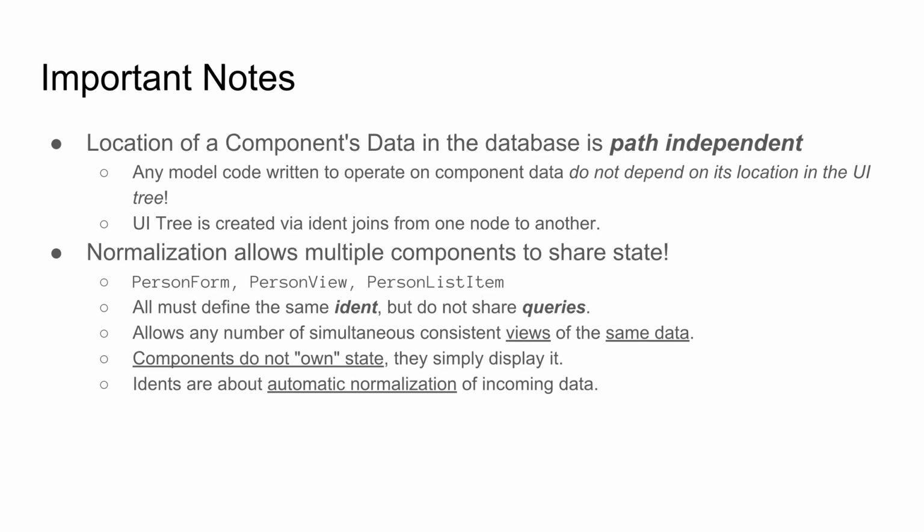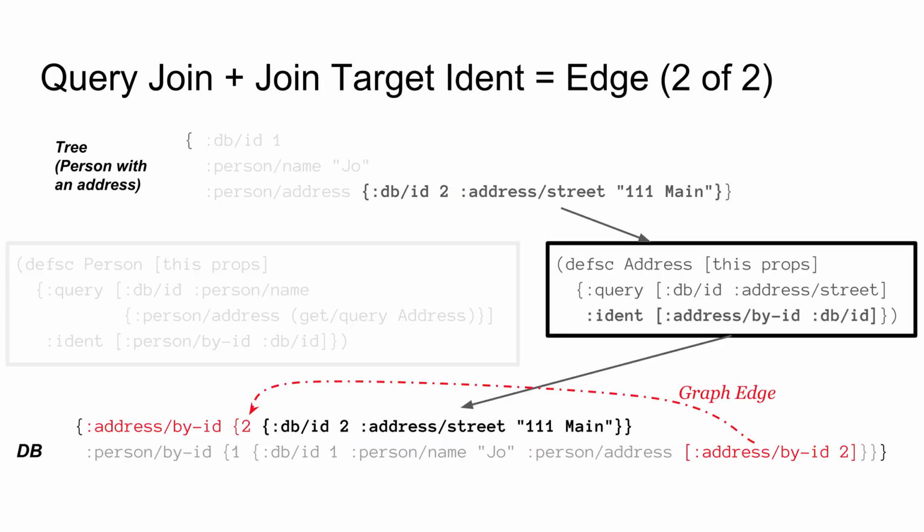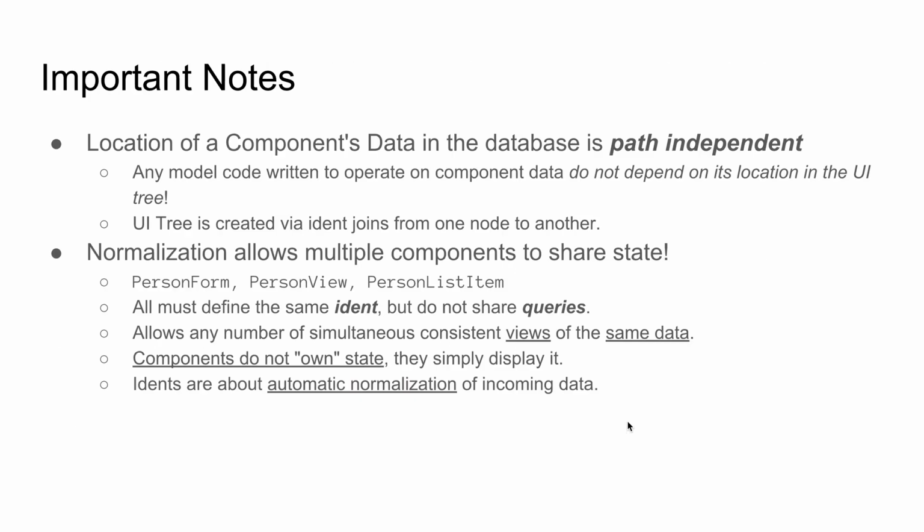So some important notes about this is the location of a component's data in the database is path independent. The path that we took to get to that particular piece of data, address by ID 2, is independent of where I put this address on the UI. There's going to be some tree in the UI, and there's going to be some path that I follow to get to a particular address in the UI, but that particular address's data is going to be stored in the component at some path-independent location. It's normalized. So that means any model code that we write to operate on that data does not depend on its location in the UI.